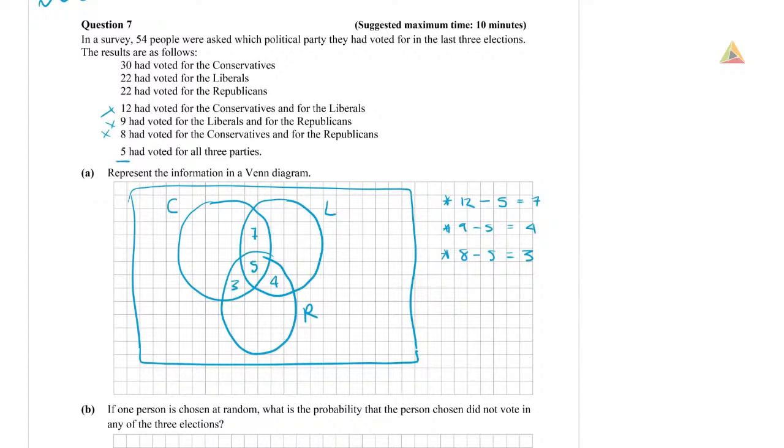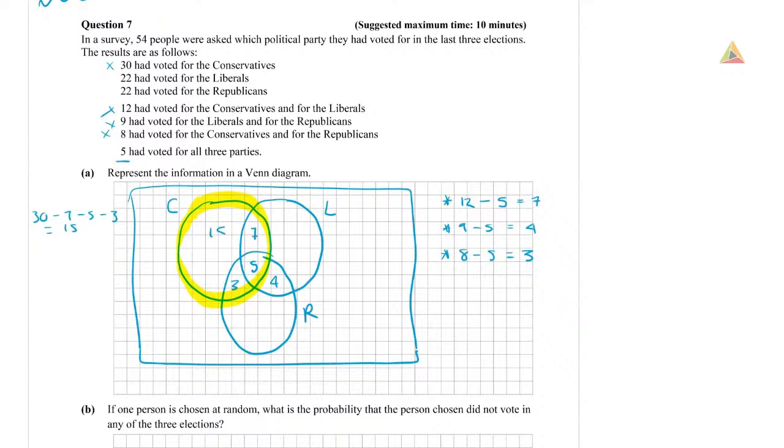Now we have to look at what's left. So we were told that there were 30 that had voted for the Conservatives in total. So if we look at the whole Conservative circle, so I'm just going to highlight it here. So we're looking at everything that's in the Conservatives, and we're going to take it away from 30 to give us our remainder. So it's going to be 30. I'll do the calculation over here. So 30, take away 7, take away 5, take away 3. And when you do that on the calculator, you'll get 15.